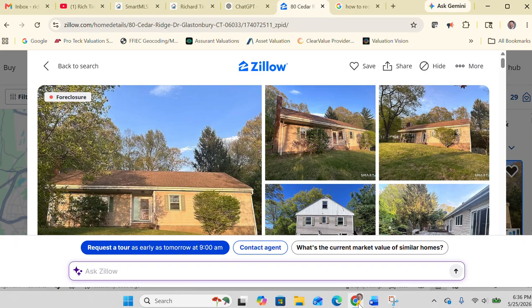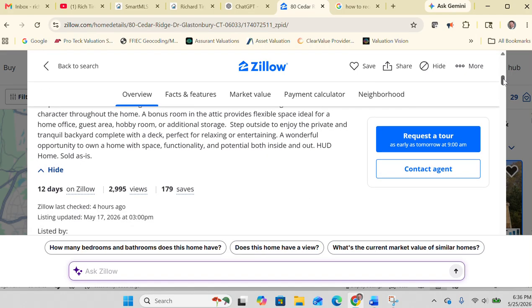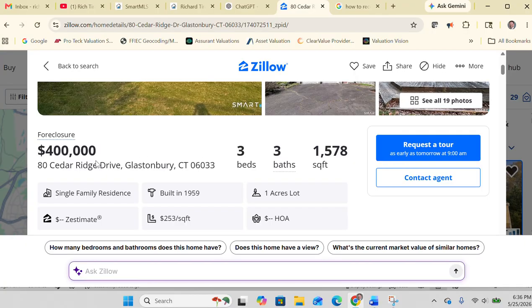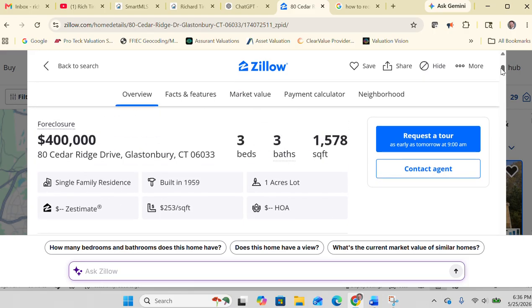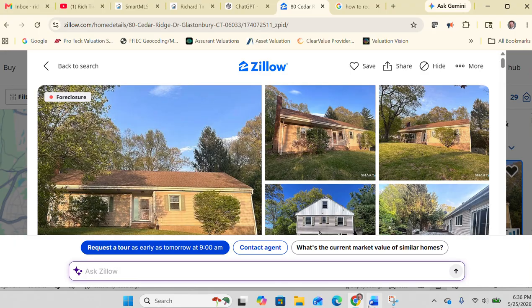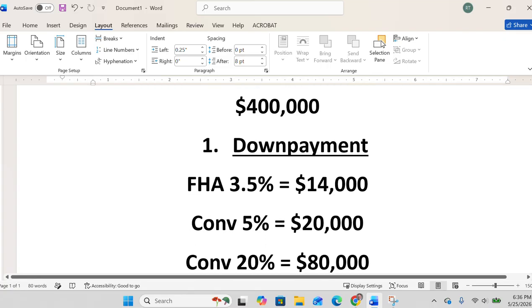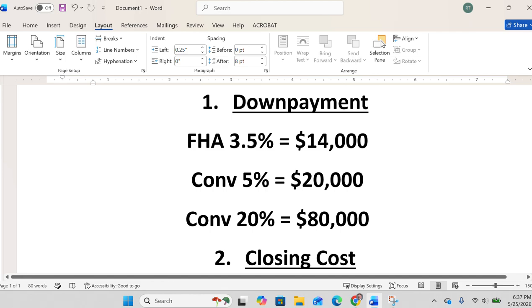So, in this example, I'm using a $400,000 home. I went to Zillow, and we'll use this one at 80 Cedar Ridge Drive in Glastonbury as our example. That home is worth $400,000, or that's what they're asking for it. So our first equation is to calculate the down payment.